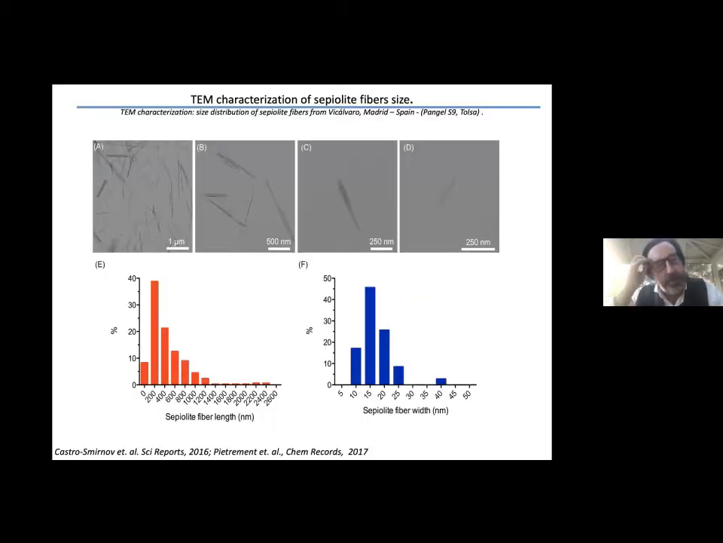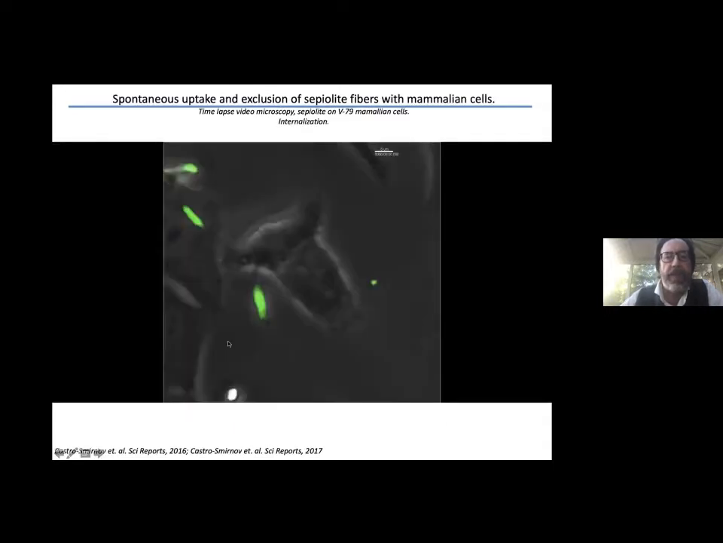The sepiolite we use comes from close to Madrid, and what we analyzed is that the length of most fibers was a maximum of 200 nanometers, but there are a few fibers at 1 micrometer. And the width is around 15 nanometers. We used the opportunity that sepiolite contains a natural and spontaneous fluorescence to analyze and follow its behavior in the cells.